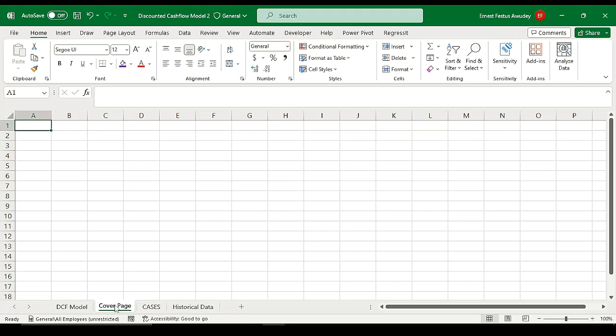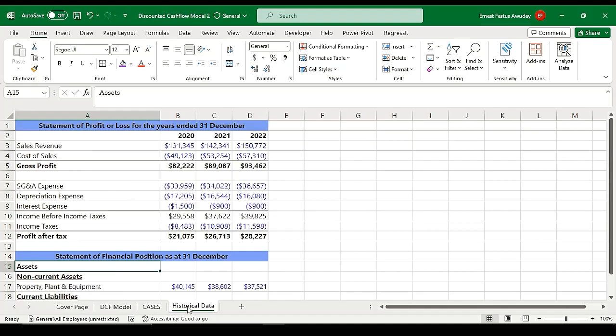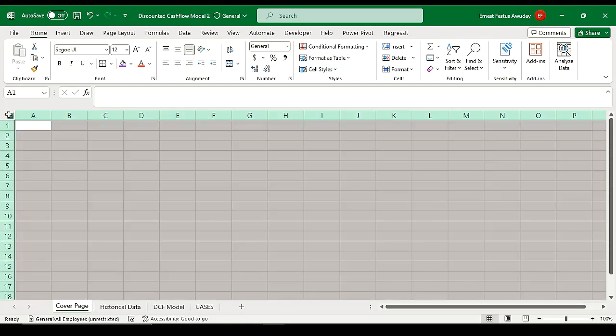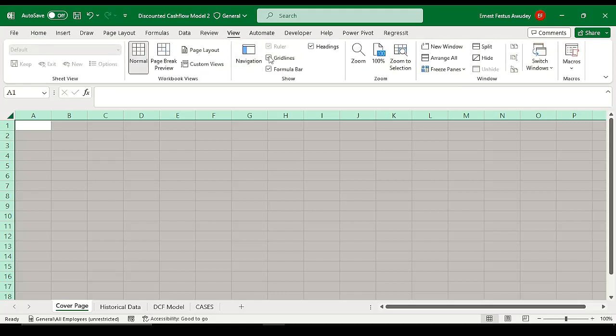All right, so let me move this to the first one, and then also I'm going to move my historical data to the second one, and then this can remain like that. So let me come to my cover page, and the first thing I'm going to do is to select the entire page here by just clicking at the very top left corner of my page, and then I'm going to remove the grid lines.